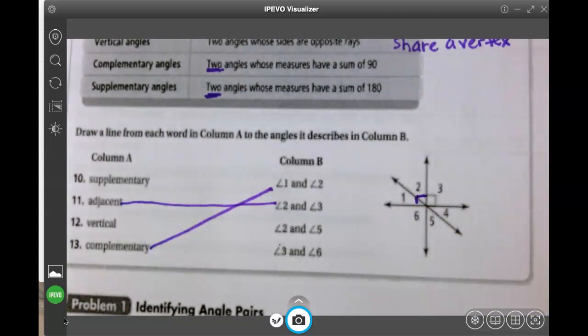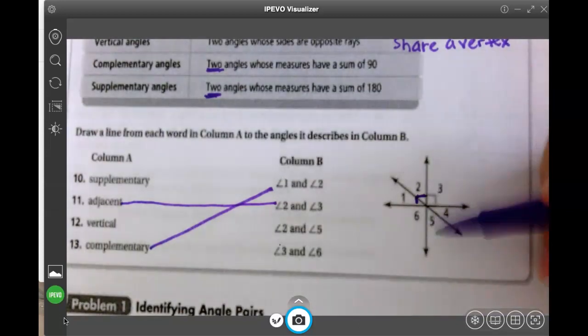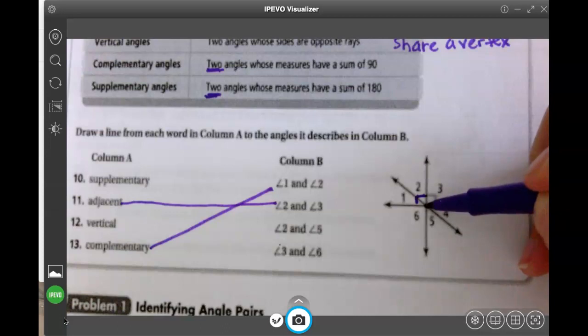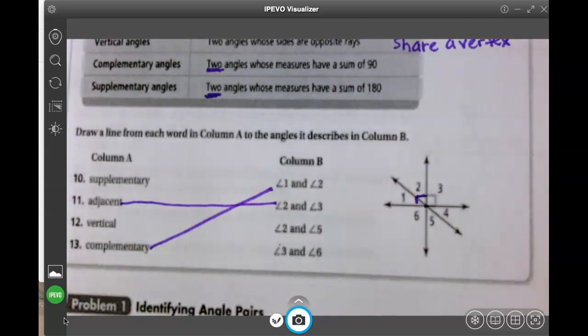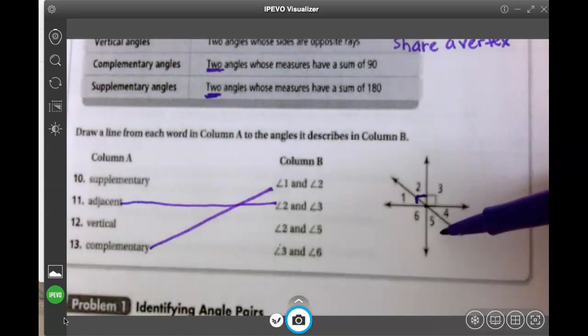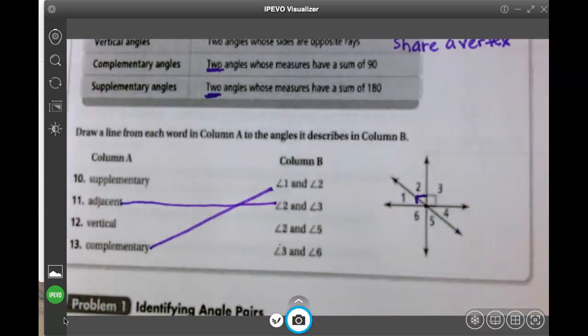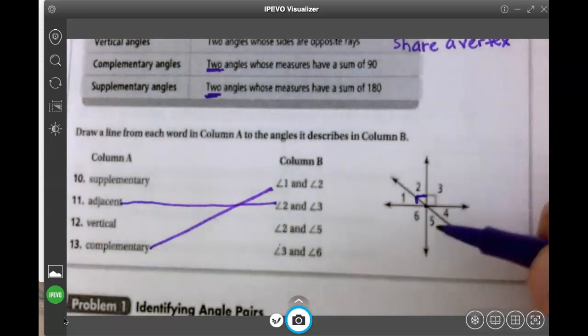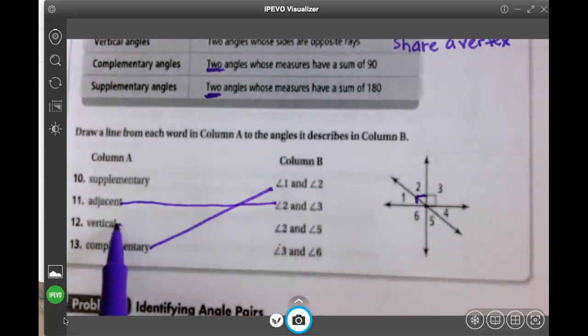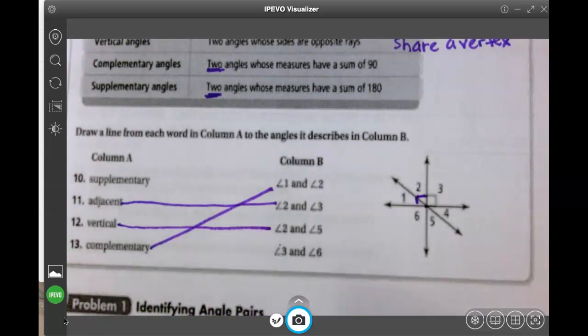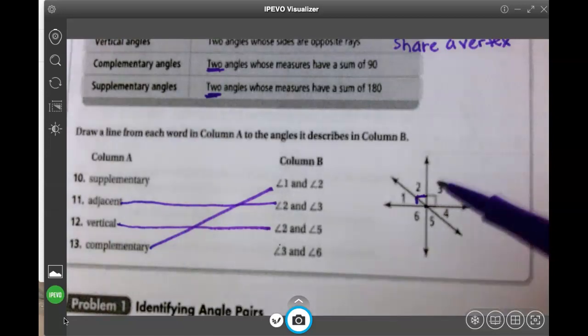Angle 2 and angle 5. Do you see where they have a common vertex, but they share nothing else? They're directly across from each other, and their rays create an X. Do you see that? Those are what we call vertical angles. They share a common vertex. They have no other common sides. Their rays create an X.